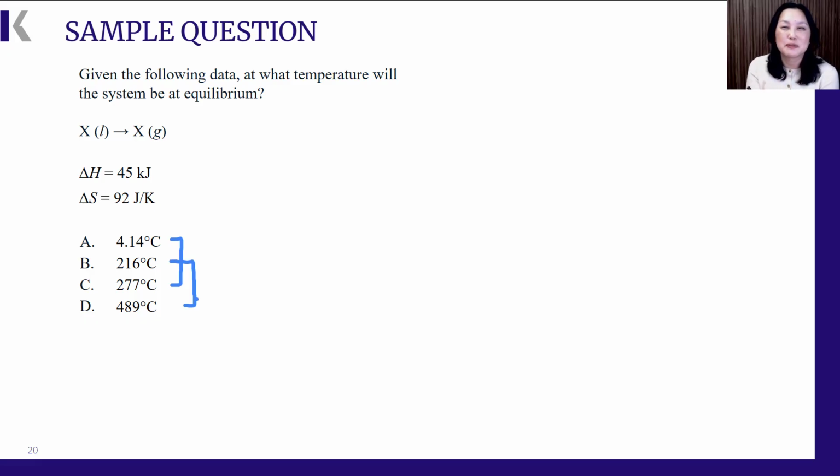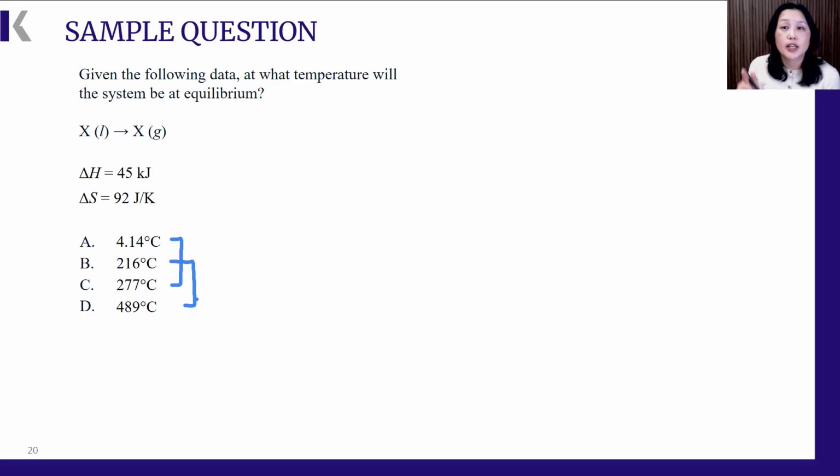Now, having looked at those possible traps, the next thing I'll do is look up into the question and see what it's actually asking me to do. So reading through the question, it says, given the following data, at what temperature will the system be at equilibrium? I see some sort of possible phase change. And then I'm also given information about change in enthalpy, delta H, and change in entropy, which is delta S.